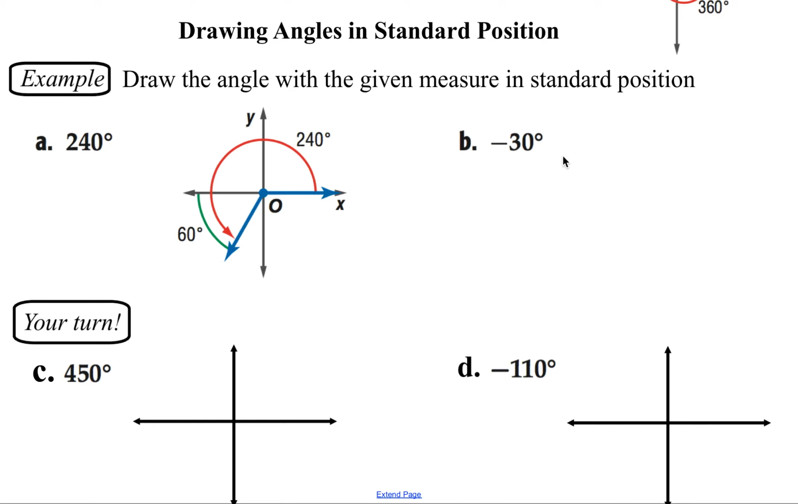A negative 30 degree angle would start on the x-axis, and it's going to have its terminal side in quadrant 4, and you're only going to go down 30 degrees. So here's two for you to try. Draw in a 450 degree angle and a negative 110 degree angle.